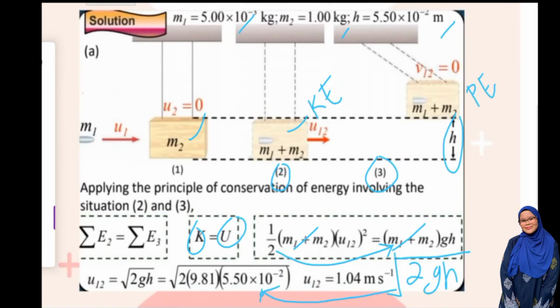Okay, so 2 g, g is gravitational acceleration. We know that 9.81, and then the height given is 5.50 centimeter. We have to change into meter, so we get 5.5 times 10 power of -2. So finally we get initial speed is 1.04 meter per second.